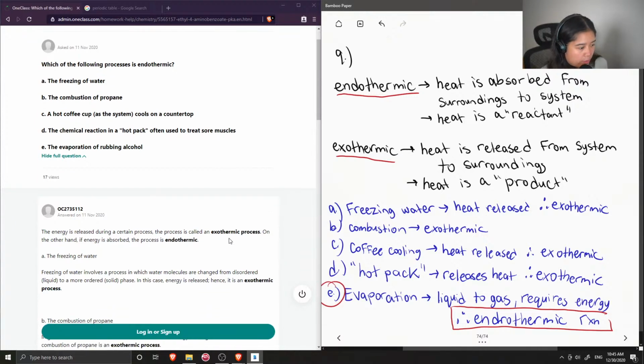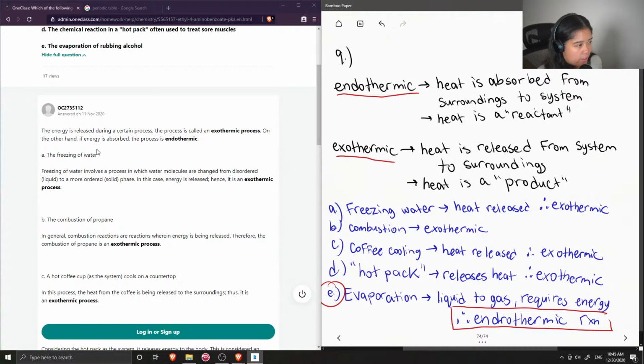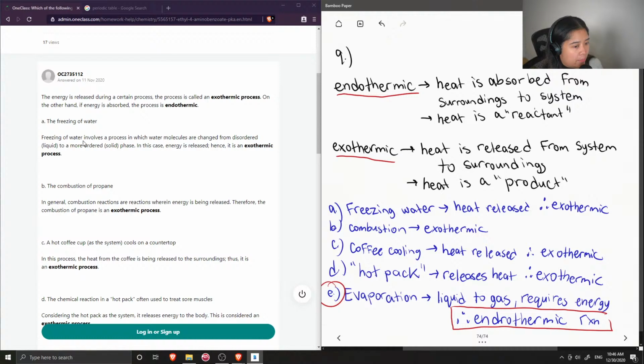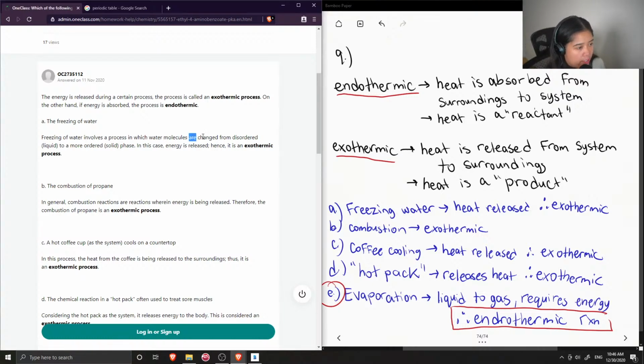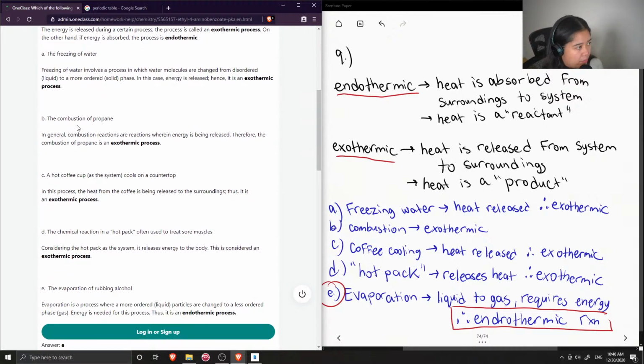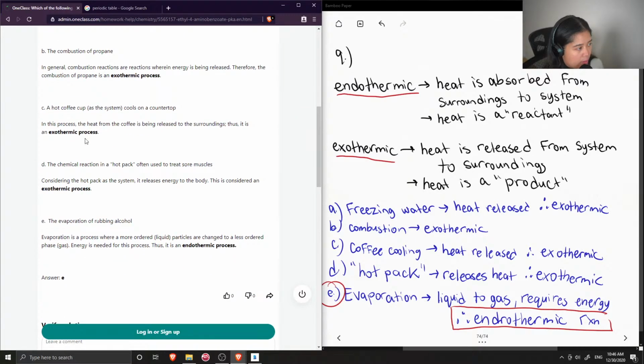Okay, so let's see what the junior tutor said. The energy is released during a certain process. The process is called an exothermic process. On the other hand, if energy is absorbed, the process is endothermic. Option A, freezing of water, involves a process in which water molecules are changed from disordered liquid to a more ordered solid phase. In this case, energy is released, hence it is an exothermic process. The combustion of propane. In general, combustion reactions are reactions where the energy is being released. Therefore, this is an exothermic process.